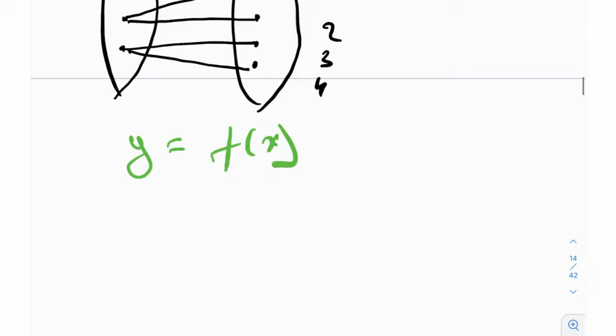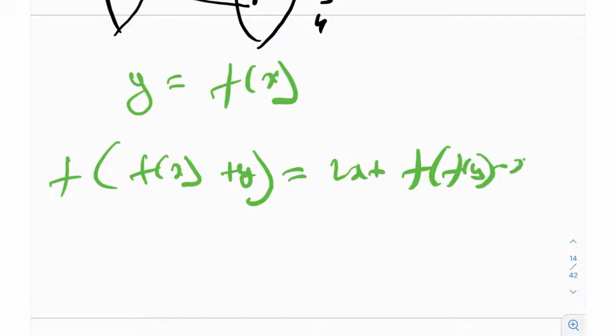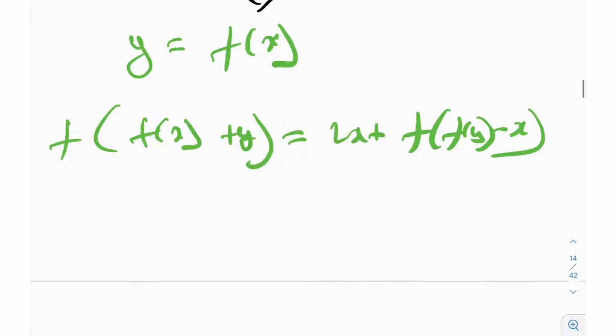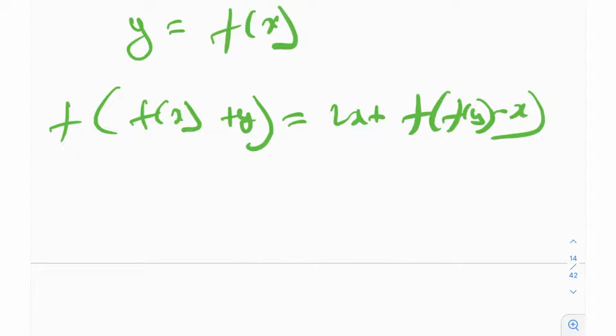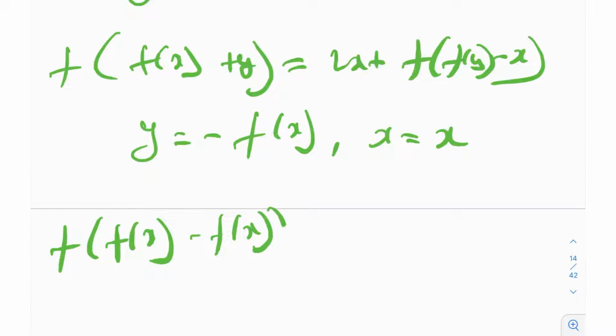Now let's look at a solution using surjectivity. Great, so what have they given to us? f of x plus y is equal to 2x plus f of y minus x. Now we need to figure out if the function f is surjective or not, right? Maybe we can just start with a substitution, that would probably be the simplest way to do this. So if I substitute y equal to minus f of x, and plug in x equal to x, let's see what I get. I'll get f of x minus f of x. The intuition is to get a constant term, f of 0, on one of the sides. 2x plus f of minus x, right?